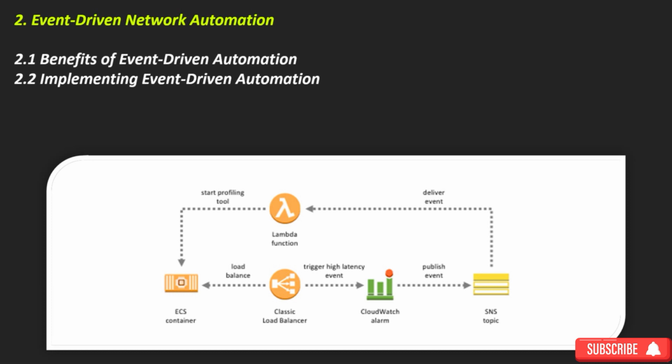So what about implementing event-driven automation? There are different types of tools, like AWS EventBridge, which enables event-driven architectures in the cloud by defining rules that match the events and specifying targets for those events. So business organizations can build responsive and adaptive network infrastructures.